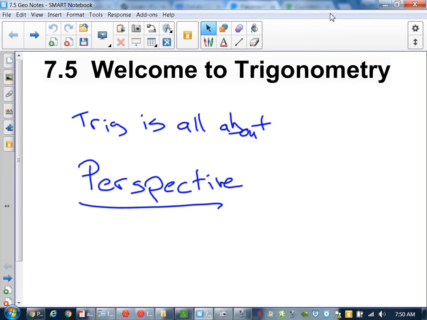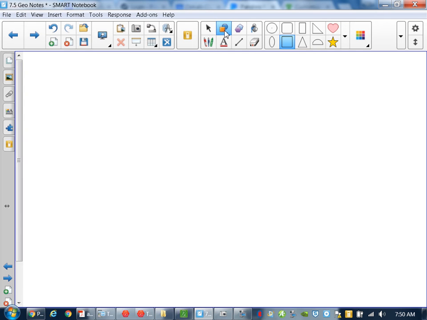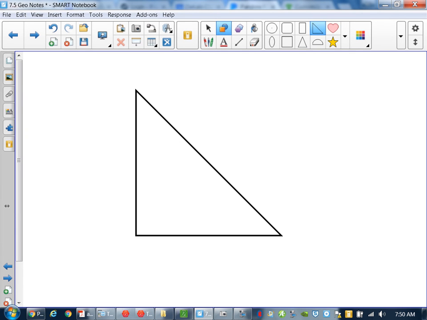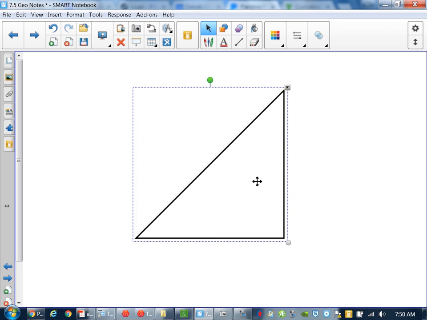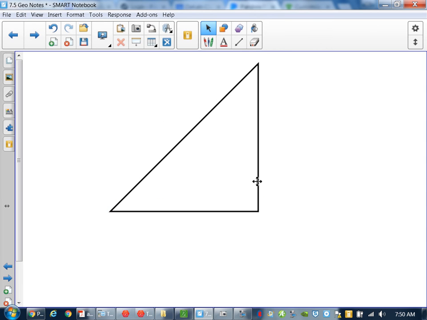So here's what happens. What I want you guys to think of here is a generic right triangle. Plain old boring right triangle. And when you have a right triangle, I cannot tell if it's a right triangle.